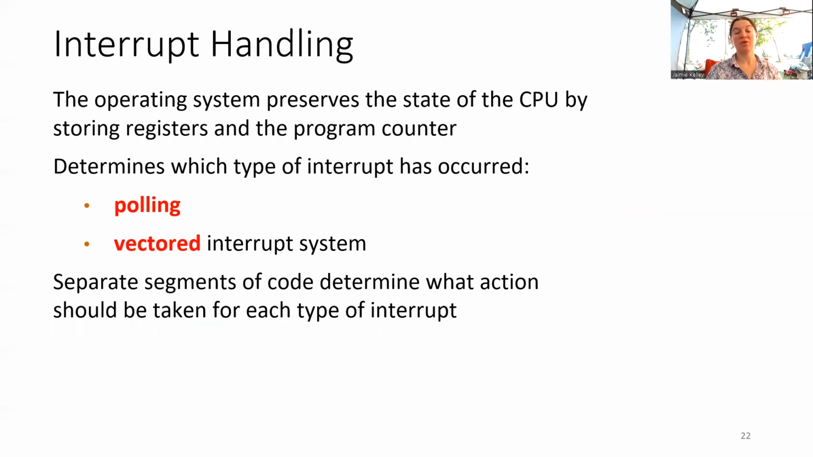The operating system is going to preserve the current state of the central processing unit by storing the registers and the program counter. The interrupt vector helps determine what type of interrupt has occurred. This can be done either through that interrupt vector, or it's possible to poll all of the I/O devices and the CPU to determine what kind of interrupt was enacted. The operating system contains a different set of code for each different kind of action that should be taken for each different type of interrupt.